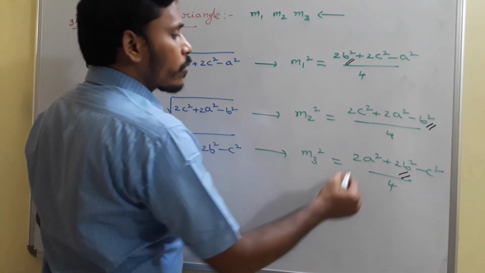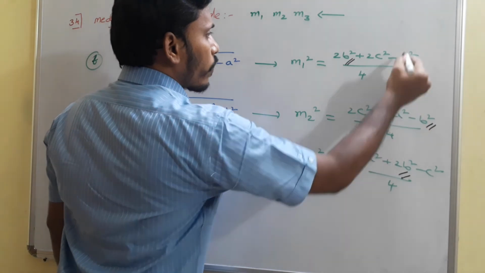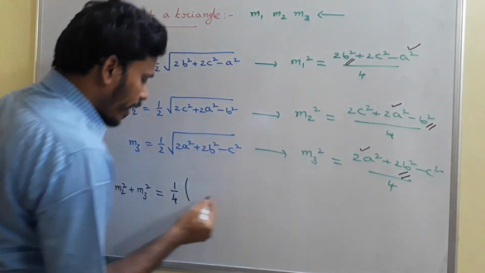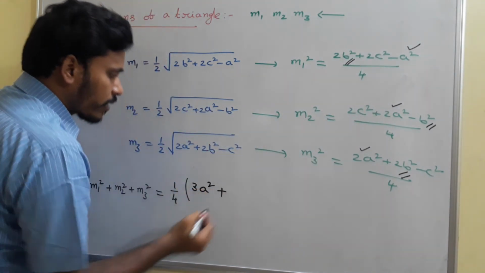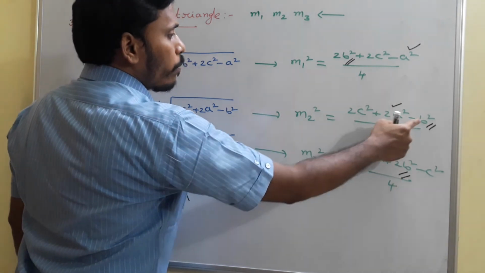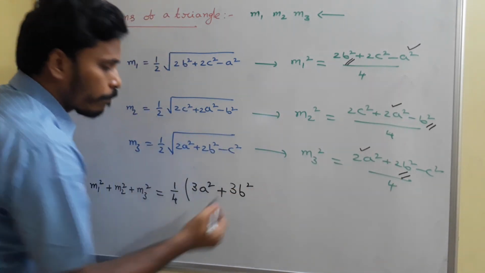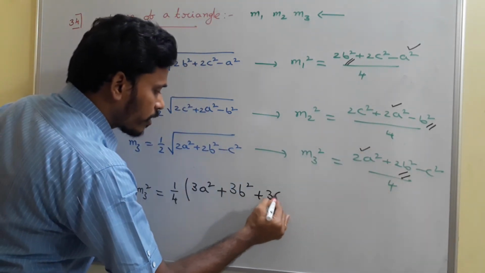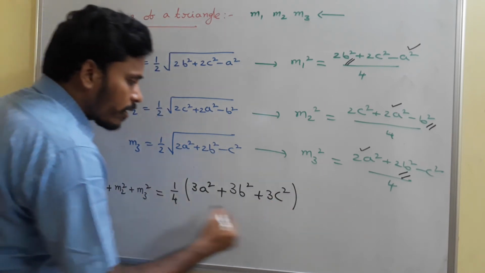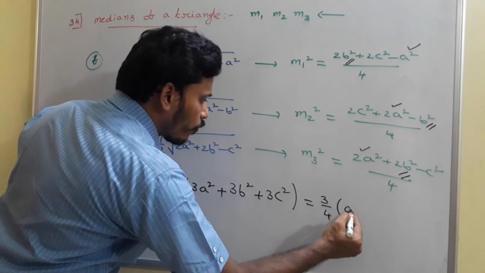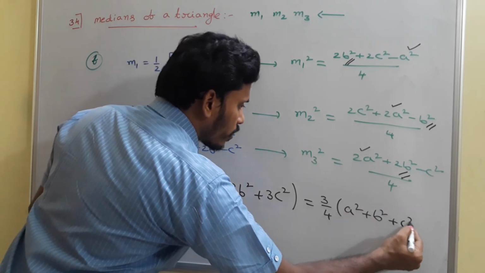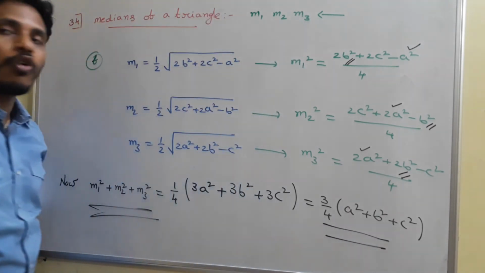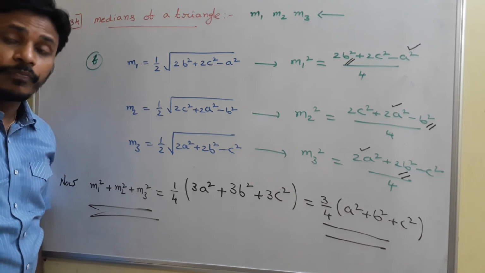And if you think about a square, this is 2a square, this is 2a square, and here it is minus a square. 2a square plus 2a square is 4a square, minus a square is 3a square. Plus 2b square plus 2b square is 4b square, minus b square is 3b square. Then 2c square plus 2c square is 4c square, minus c square is 3c square. At the end, you can take 3 out. So M1 square plus M2 square plus M3 square is equal to 3 by 4 of (a square plus b square plus c square). Very helpful.